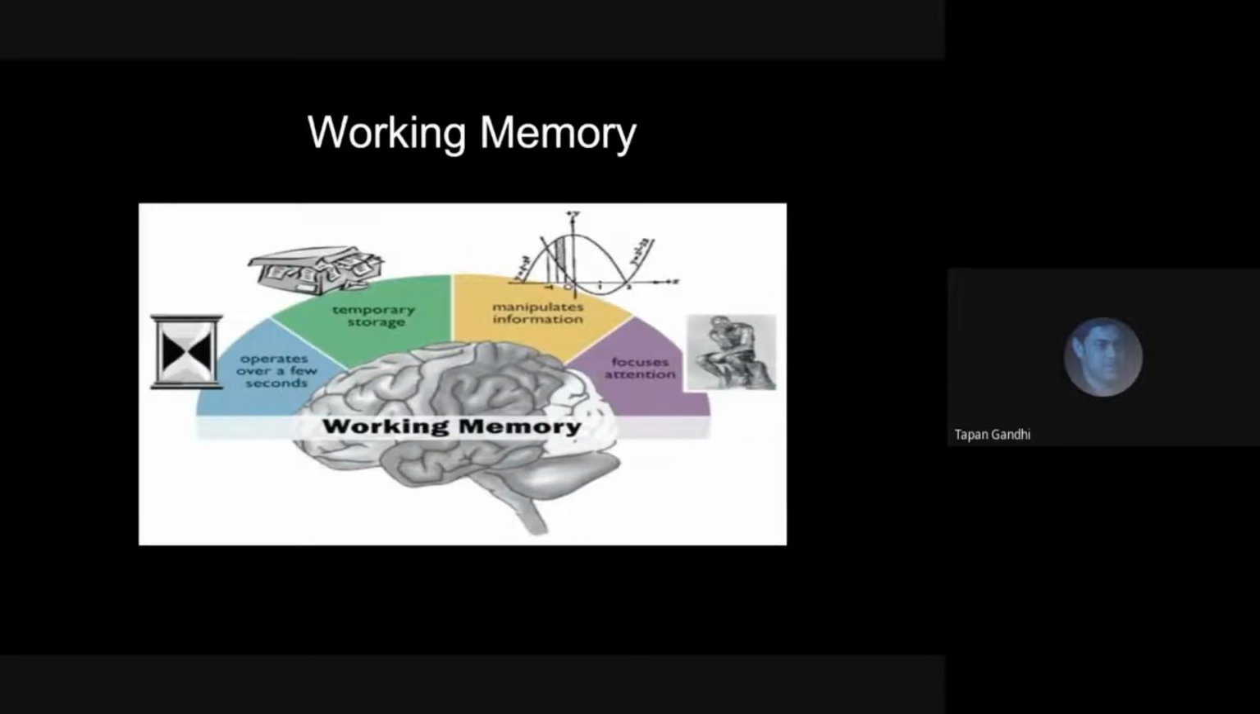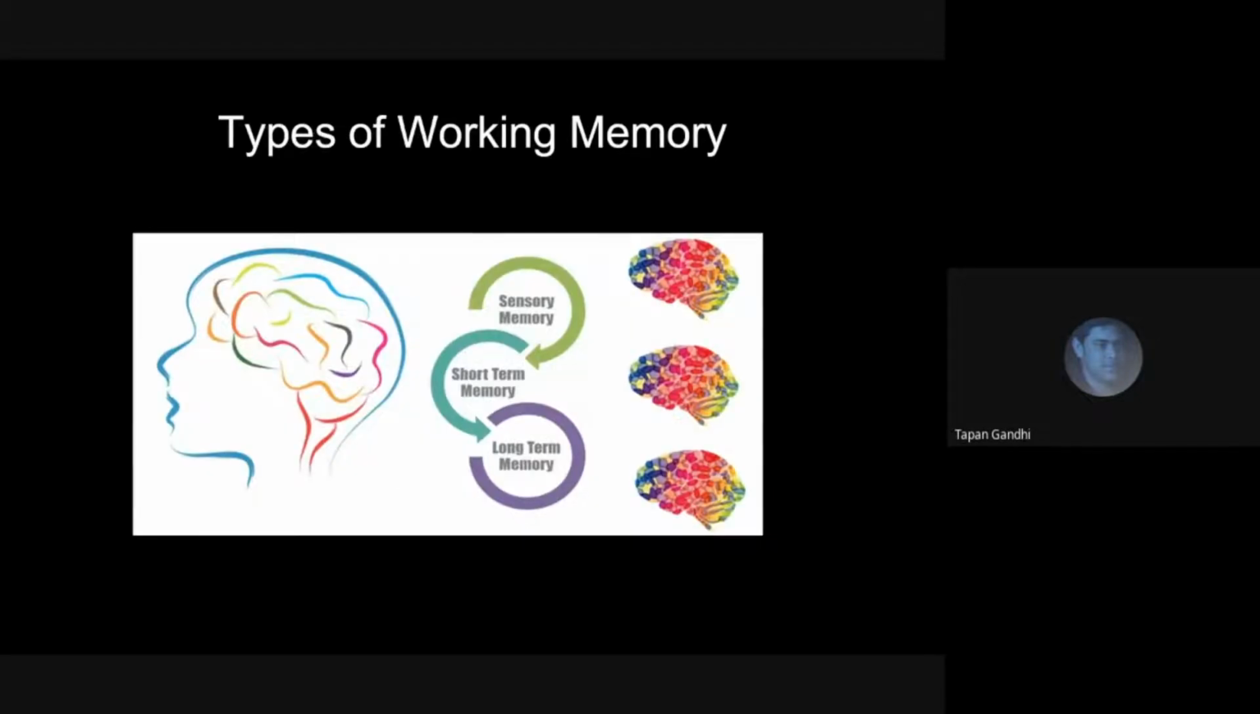Already I told you about working memory. It operates over a few seconds. It consists of temporary storage, manipulates information, and focuses attention. So the biggest job of working memory is to manipulate different kinds of information. And already I highlighted these three kinds of memory: sensory memory, short-term memory, and long-term memory.